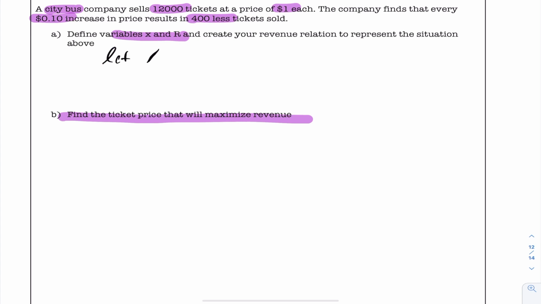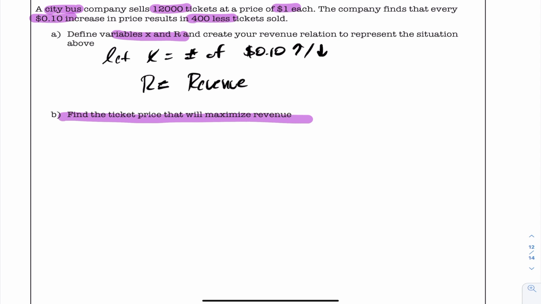So I'm going to let x equal the number of 10-cent increases or decreases, and I'm going to let r be the revenue that you create from this. So they want us to find the ticket price that's going to maximize revenue. So how do I express the revenue function here?